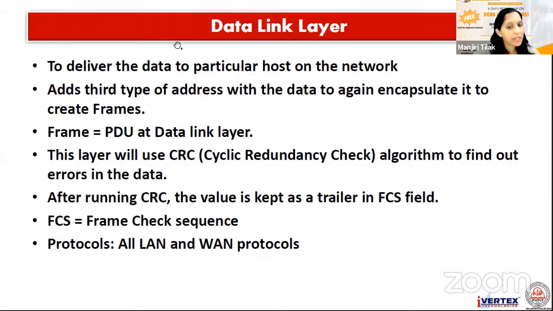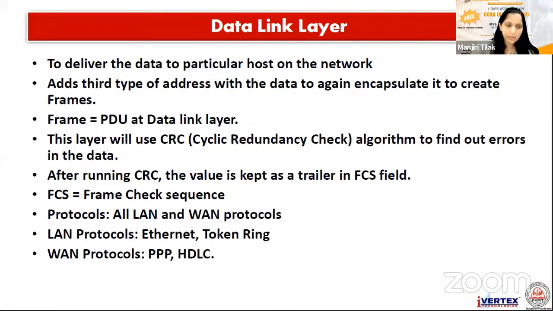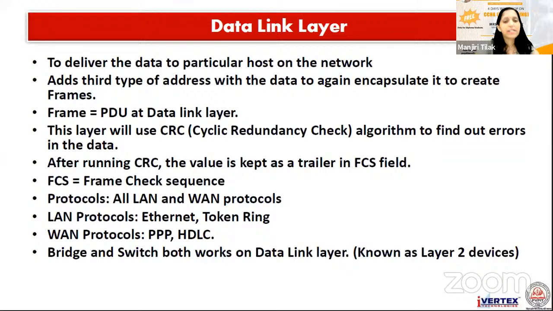Yes, it will be switch or bridge, right? Because switch and bridge both require MAC addresses, right, to forward the data. And if they require MAC addresses, means bridges and switches both will work on data link layer, and those are known as layer 2 devices. Is that clear? Now, why switch is known as layer 2 device? Because it works on MAC address, and MAC address is a property or address of data link layer. That's why switch or bridge is known as data link layer or layer 2 devices, right?